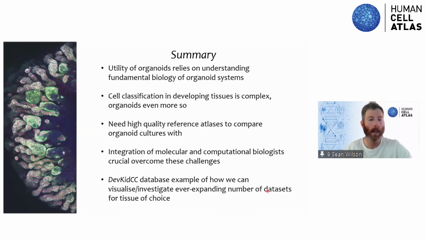And so in summary, I think I've shown that the utility of organoids relies on understanding the fundamental biology of the organoid systems that we're generating. And because cell classification of developing tissues is really complex, and organoids even more so, we need these really high quality reference atlases to compare our cultures with. I don't need to impress upon this audience the importance of integration of molecular and computational biologists as crucial to overcome these challenges. And I'd like to think that we've provided an example of how we can integrate some of these different data sets using this DevKidCC database.